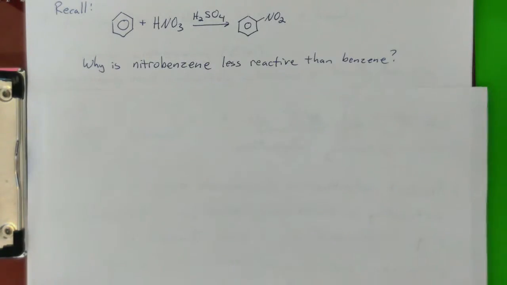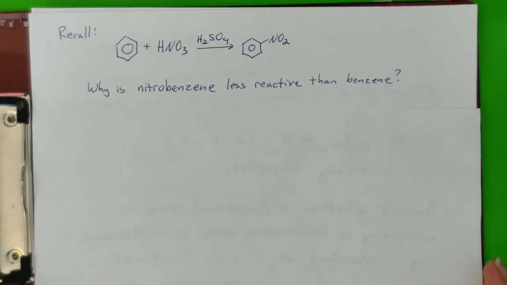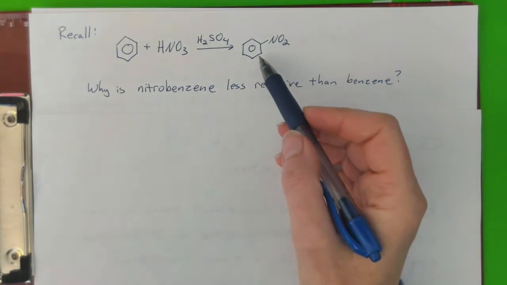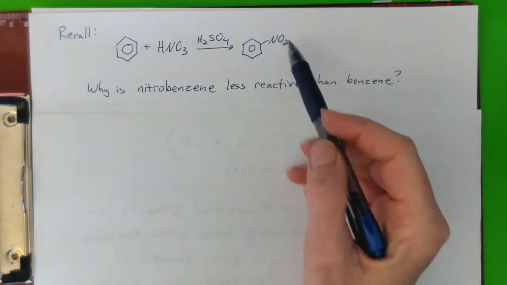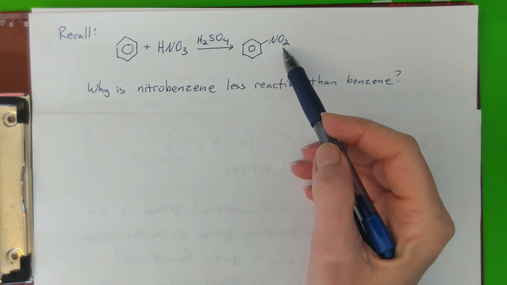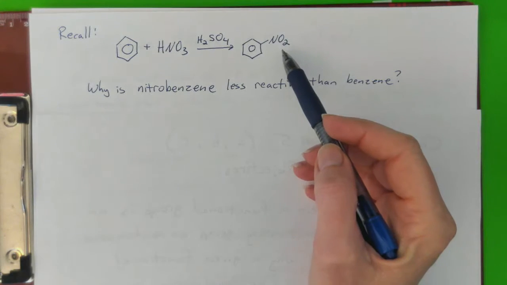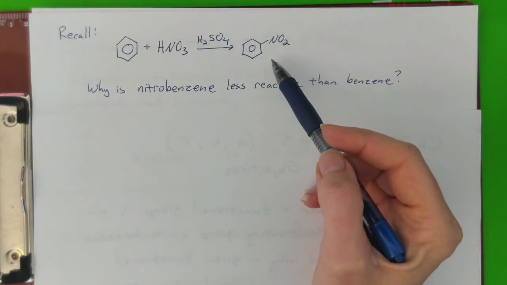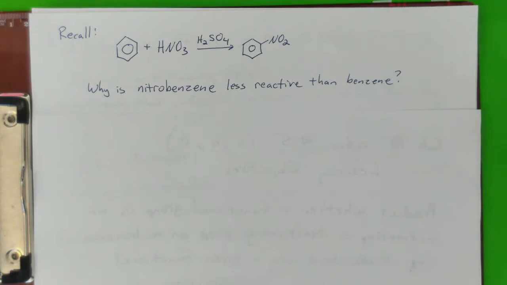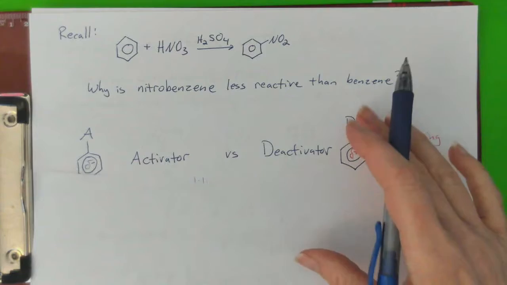So remember in the previous unit I mentioned that nitrobenzene is much less reactive than benzene, and I said you'll need to memorize for now that a nitro group is a deactivating group, but in the next unit you'll learn why and be able to explain why it's a deactivating group. So that's what we're going to do.